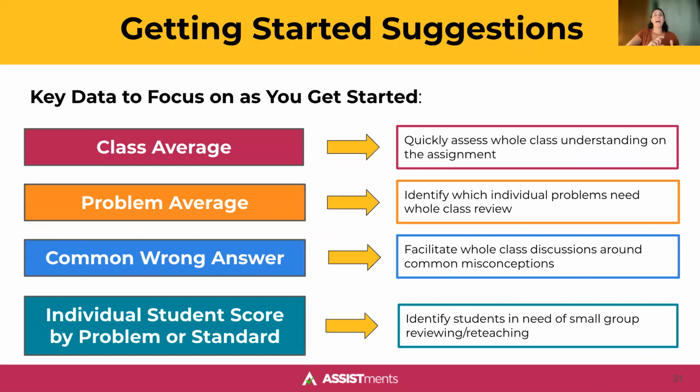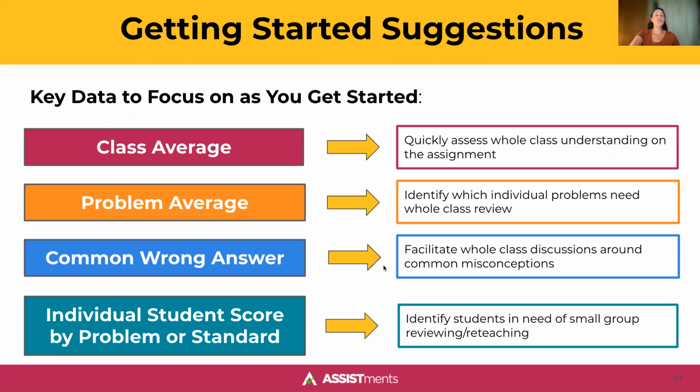But first is class average. When you look at the class average on the assessments data report, that's going to quickly assess whole class understanding on the assignment. The problem average, which we'll talk about where that is, helps to identify which individual problems are going to need whole class review. Think about your homework review, and you may be asking yourself, I don't even know what question to start with. The problem average on the report is going to highlight where you can start.